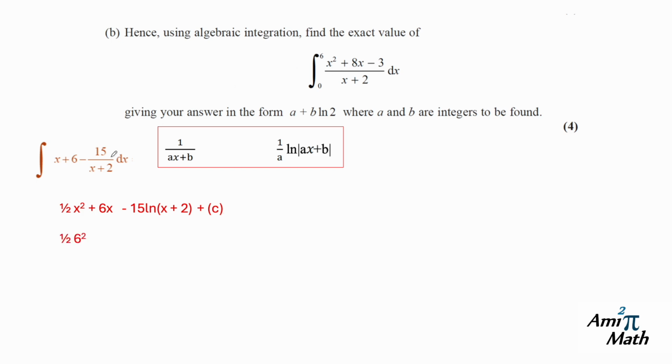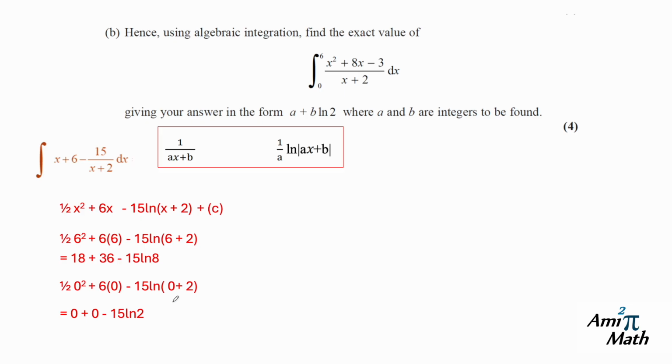So we put the 6 into the x, and we get half 6 squared plus 6 times 6, and then minus 15 ln 6 plus 2, and that will give you 18 plus 36 minus 15 ln 8. Now we can do the same for 0. Our x terms just become 0, anything multiplied by 0 just gives 0, so these cancel out. And then you have minus 15 ln 0 plus 2, which will just give you minus 15 ln 2. And then we need to subtract the two from each other.